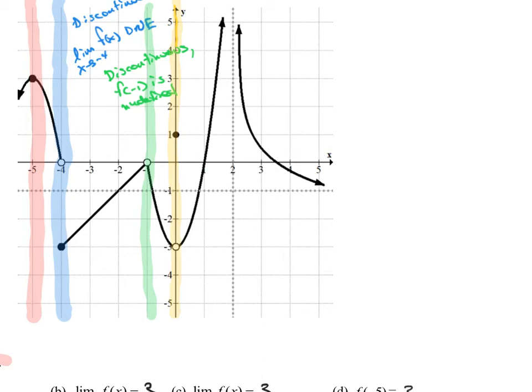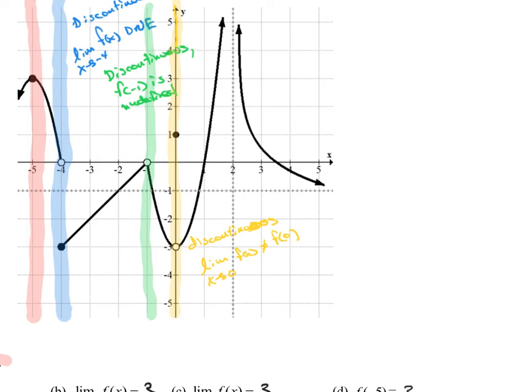Well, does the function exist? Yes. Does the limit exist? Yes. But are those two things the same? No. So is the function continuous at x equals 0? The answer is no. It is discontinuous, D-I-S-C-O-N-T-I-N-U-O-U-S, okay, because the limit as x approaches 0 of my function is not equal to the function value at 0.